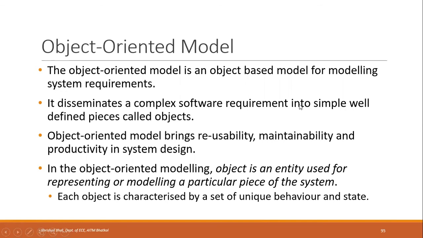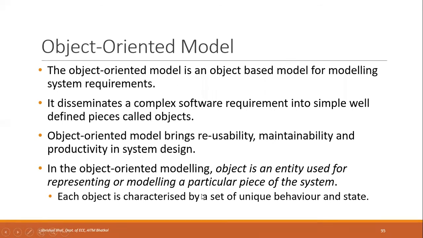In conventional programming, if it is top-down approach, object-oriented model is bottom-up approach. You start from an object and build on it. Object oriented model brings reusability, maintainability, and productivity. These are the advantages. So in object oriented modeling, an object is an entity used for representing or modeling a particular piece of the system. You can reuse that particular object. You can create a group of objects, a set of objects, and call it a class and other things, right?